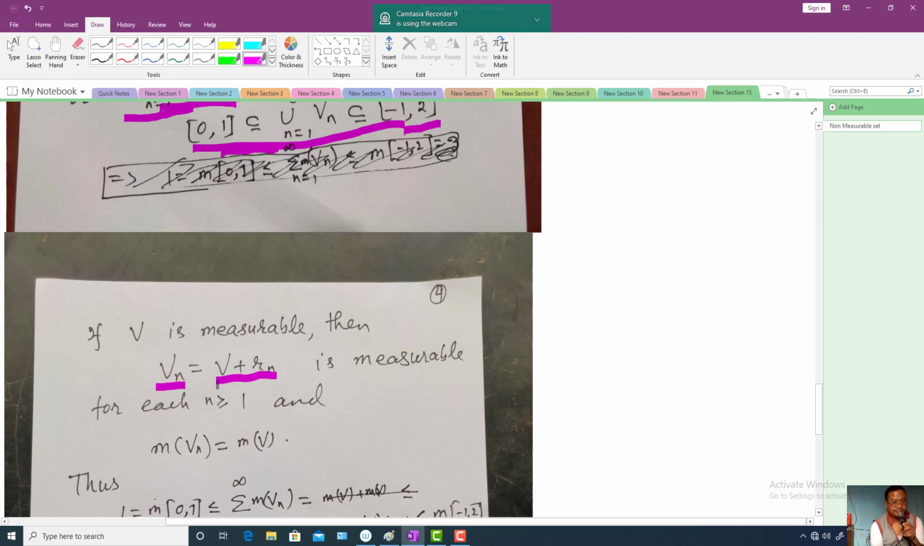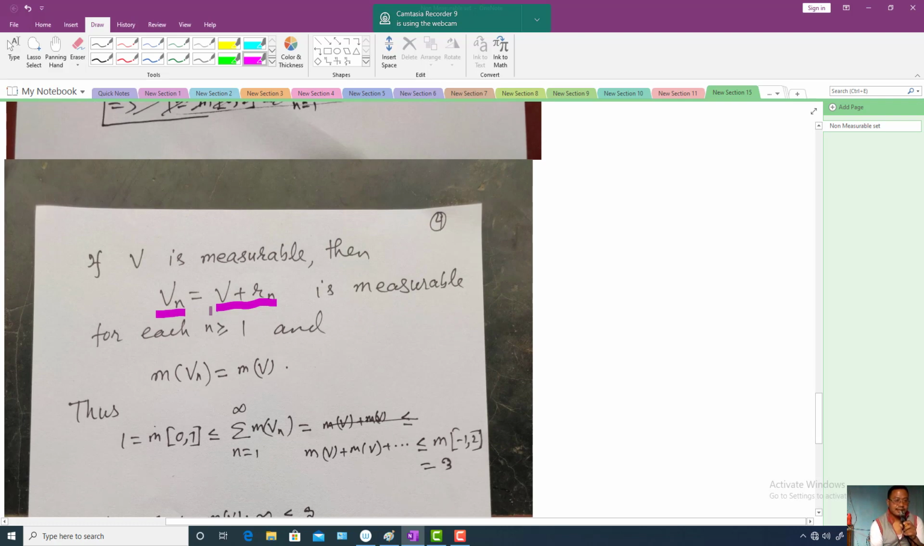All right, the measure of Vn, that is the measure of V plus Rn, is exactly equal to the measure of V. So this is the thing we have. If V is measurable, what happens? Vn, that is V plus Rn, is also measurable for each n. For n equal to 1, you have V1. If V is measurable, V1 is also measurable, and the measure of V1 is equal to the measure of V.